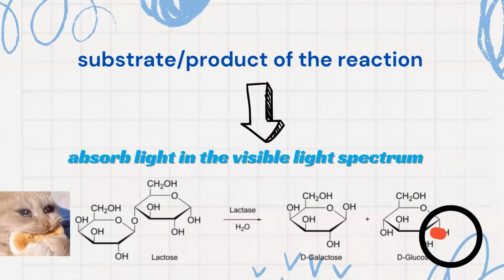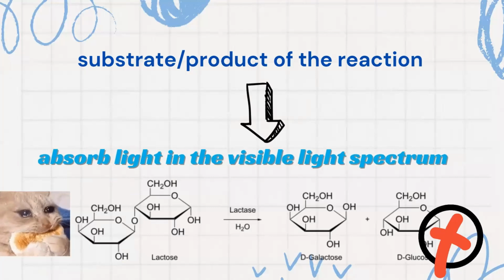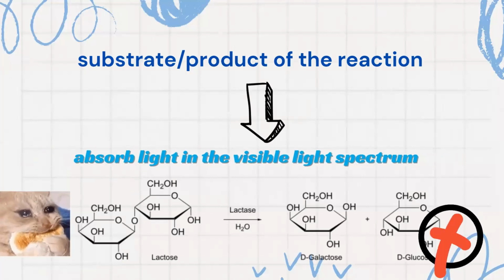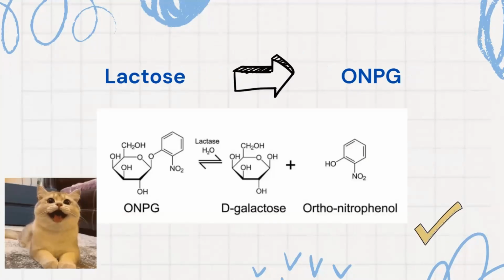To do this, the substrate or reaction product must absorb light, but none of the molecules can. To solve this problem, we are going to attach another molecule to the glycoside that mimics the shape of lactose. We call it ONPG here. Since ONPG can produce a color reaction, this experiment will explore the amount of nitrophenol produced by the enzyme reaction within a fixed time by measuring the change of absorbance.